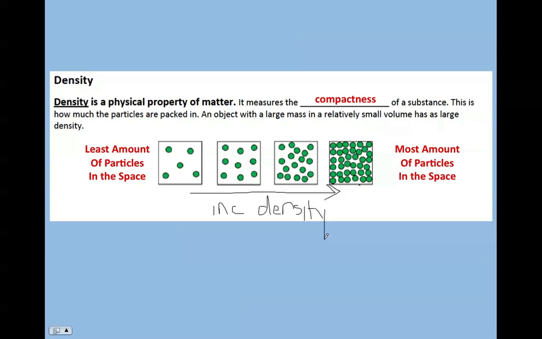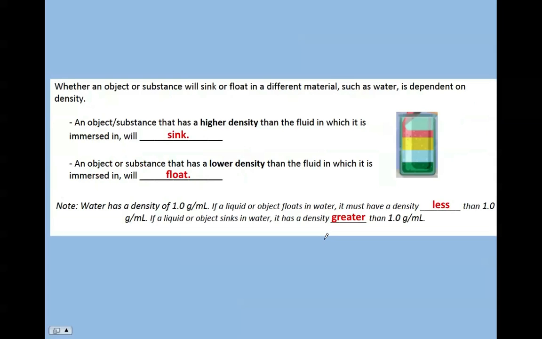All right, so we're increasing density as we go across because we're increasing how compact the particles are in that amount of space. A couple other things with density, and you've been seeing this in some of the activities in class, is when materials have different densities, that can affect which ones will sink or float in the same container. An object or substance that has a higher density than the fluid in which it is put into will sink.